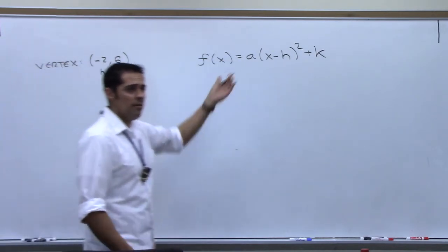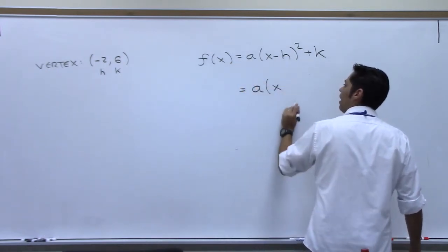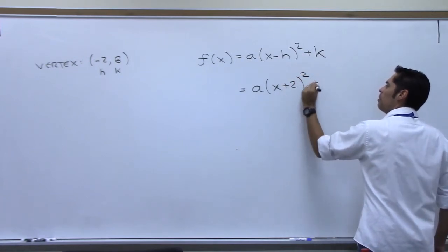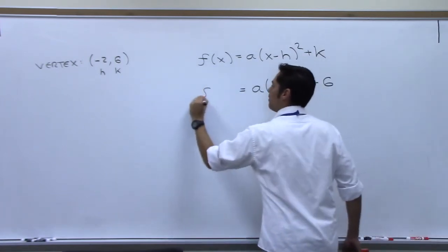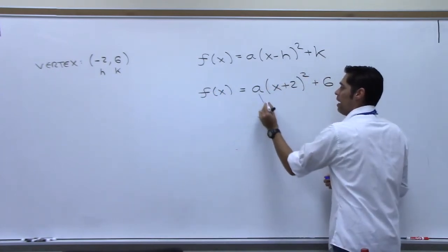So then come back over here and tell me so far what you know. X what? Plus 2 squared plus 6. So the only thing left for you to resolve is what? What is A, right? This is the only thing left. What's A?